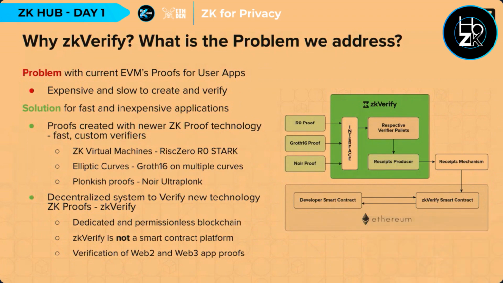First, I'm going to tell you what zkVerify is and the problem that we're trying to solve. The way that we see it, the problem with current EVM proofs for user applications is that they're expensive and slow. There's been a lot of development in the ZK space and a lot of cool apps created. You can look through the GitHub to see many projects. When the BN254 elliptic curve precompile was put onto Ethereum in 2017, it really caused a lot of different things.